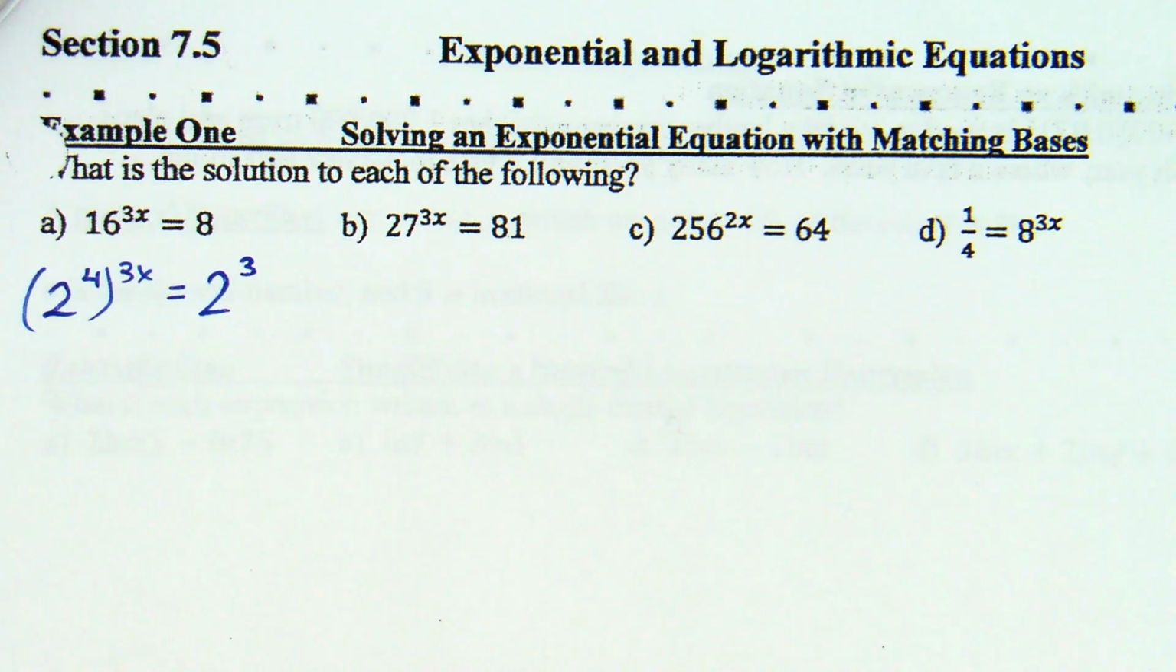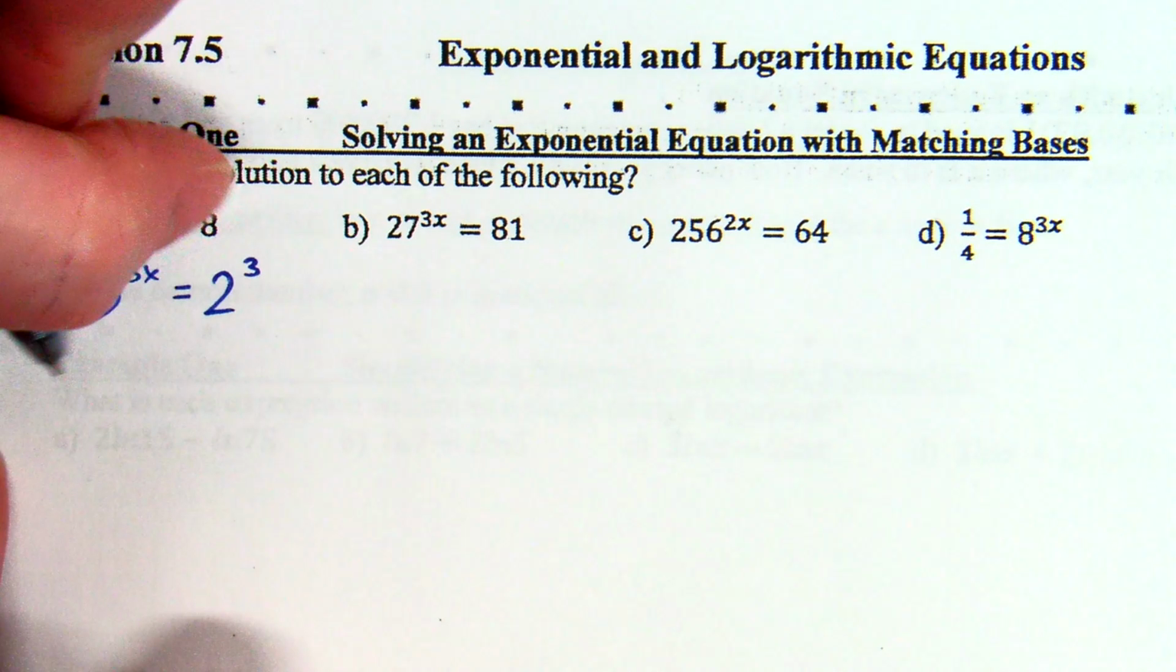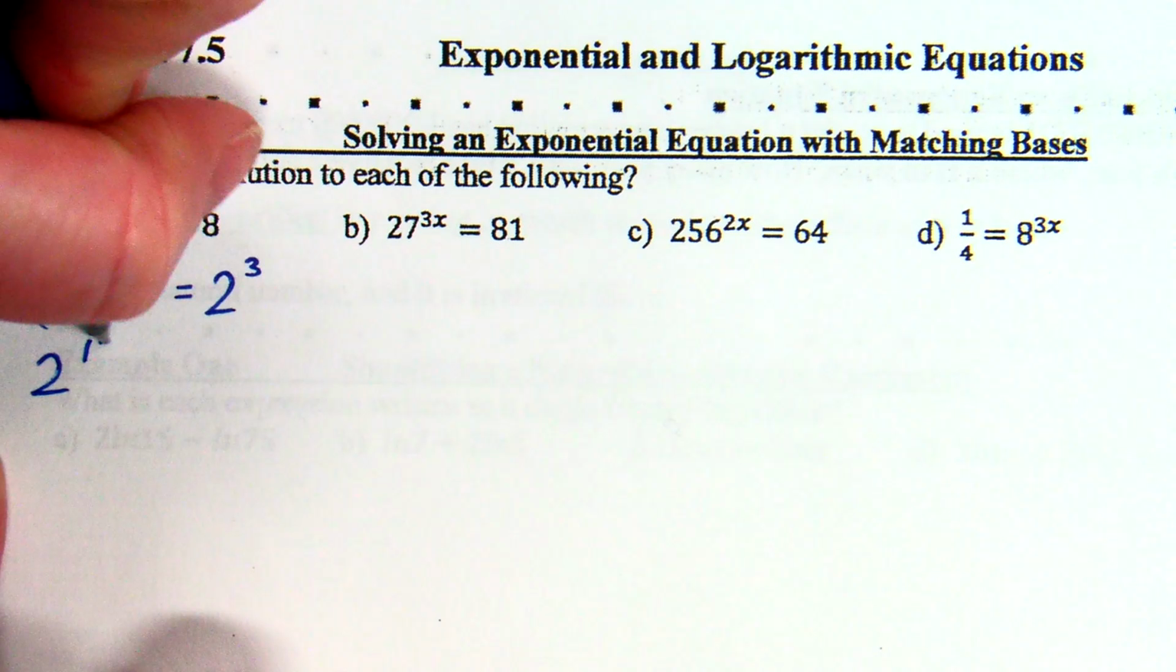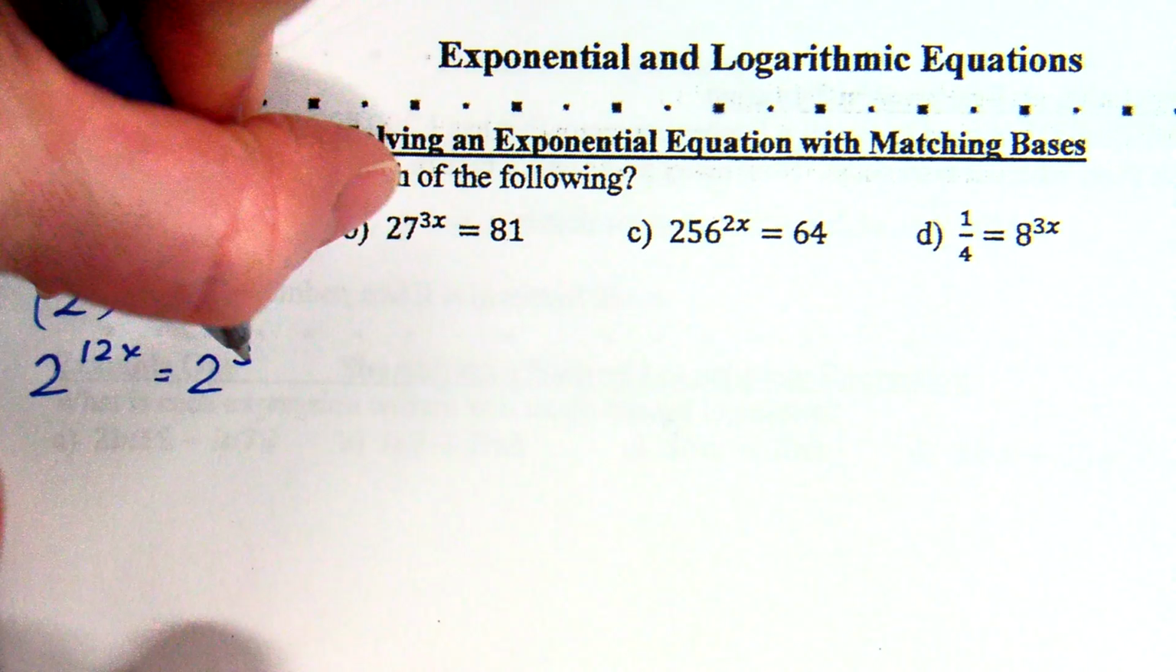Now, on that left side, 2 to the 4th power raised to the 3x. How can I rewrite that? Yeah, because a power raised to a power, we're going to multiply. So 4 times 3 is 12x. So now I have 2 to the 12x equals 2 to the 3rd.